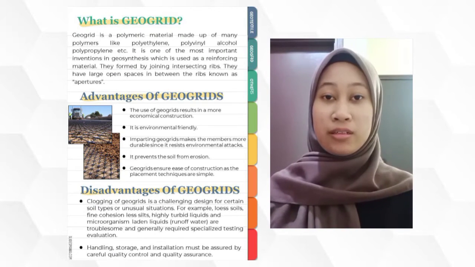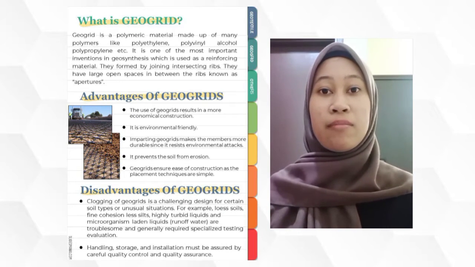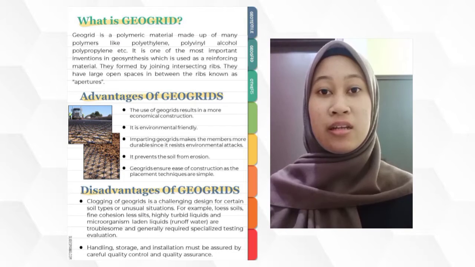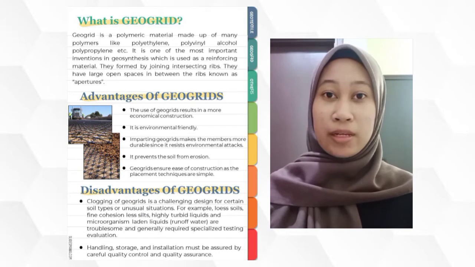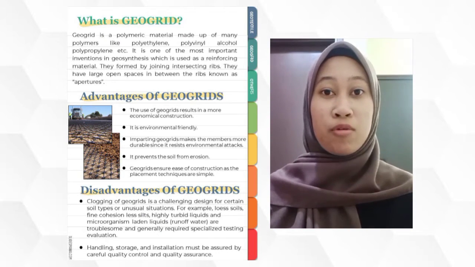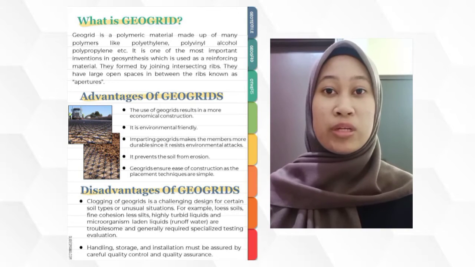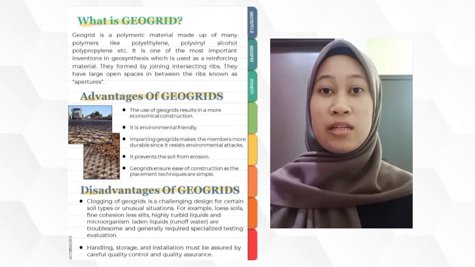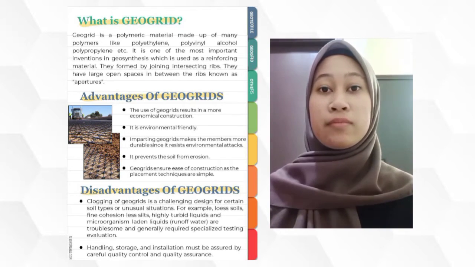Let me proceed to geogrid. First things first, what is geogrid? Geogrid is a polymeric material made up of many polymers like polyethylene, polyvinyl alcohol, polypropylene, and many more. It is one of the most important inventions in geosynthetics, which is used as reinforcing material. They are formed by joining intersecting ribs. They have large open spaces in between the ribs, known as apertures.